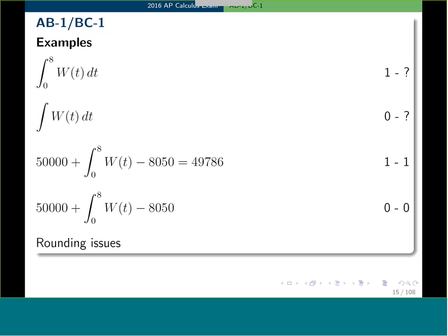Here are a couple of examples. If the student wrote down the integral from 0 to 8 of W of t dt, that's the only thing that appears on the paper, that's worth 1 point. That is for the integral. All of the pieces are there. If the student writes down an indefinite integral of W of t dt, that's all that's there, that does not earn the first point. It has to be an integral.